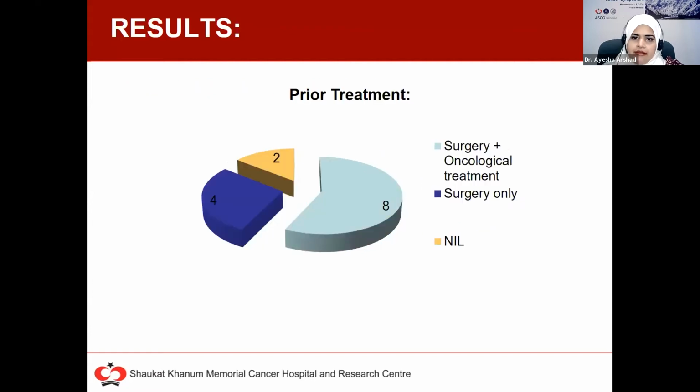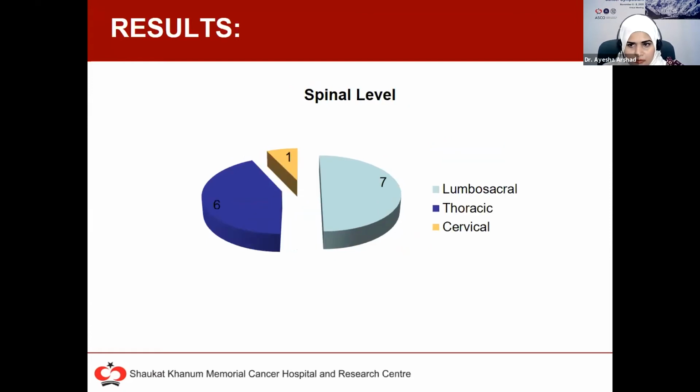Taking from there, most of the patients had surgery and oncological treatment for the primary disease before they presented with spinal metastasis. The important thing to note here is that 2 of these patients were operated on without any prior treatment for the primary malignancy. And like I said, we'll talk about them in a bit more detail later today.